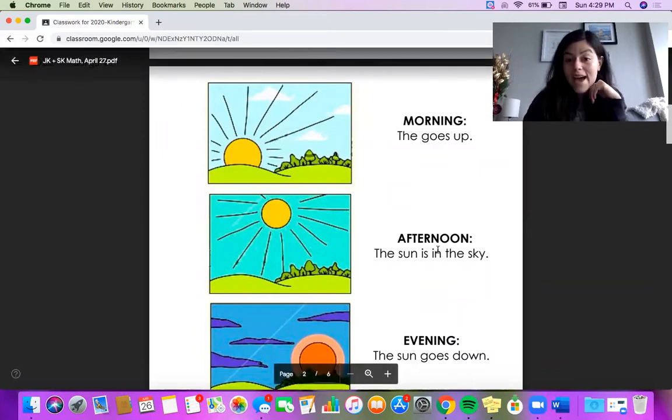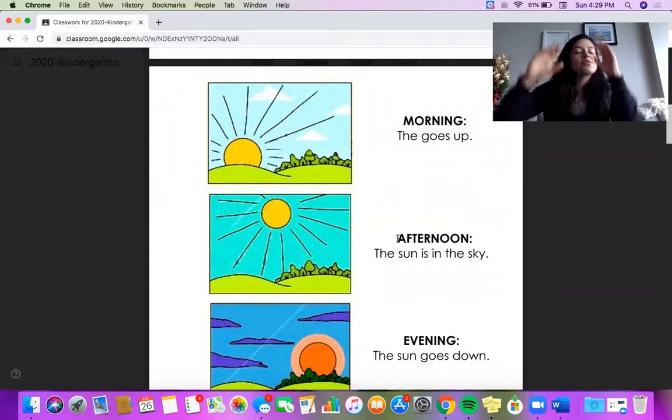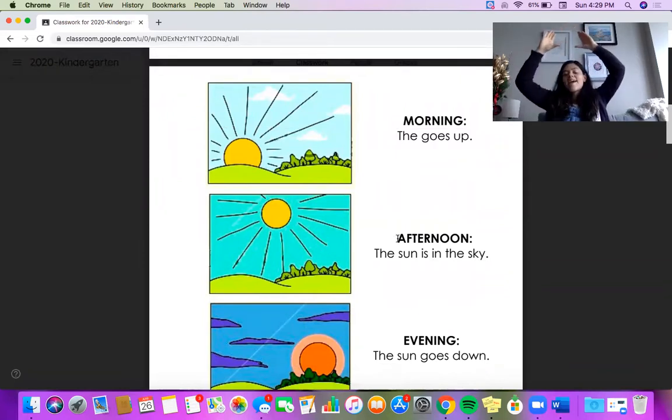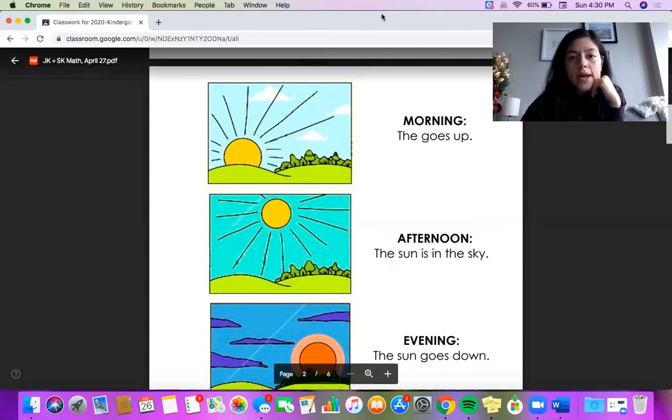Then once afternoon comes, which starts at 12 o'clock every day, the sun is already as high as it needs to be. It's shining bright, and it's usually the brightest and hottest point of the whole day. So here we have the afternoon sun shining. It's all the way up in the sky. It's no longer hiding like it was in the morning.